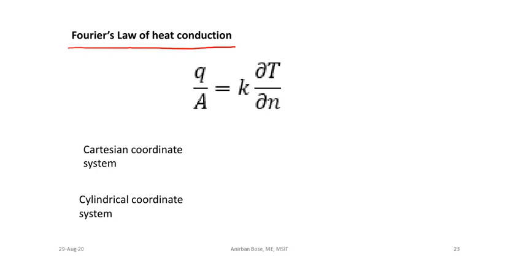So what is Fourier's law? Here you can see this quantity Q by A. This quantity is called conduction heat flux. If you remember, what is Q? Q is the rate of heat transfer. This is the rate of conduction heat transfer here. So this is the rate of heat transfer.